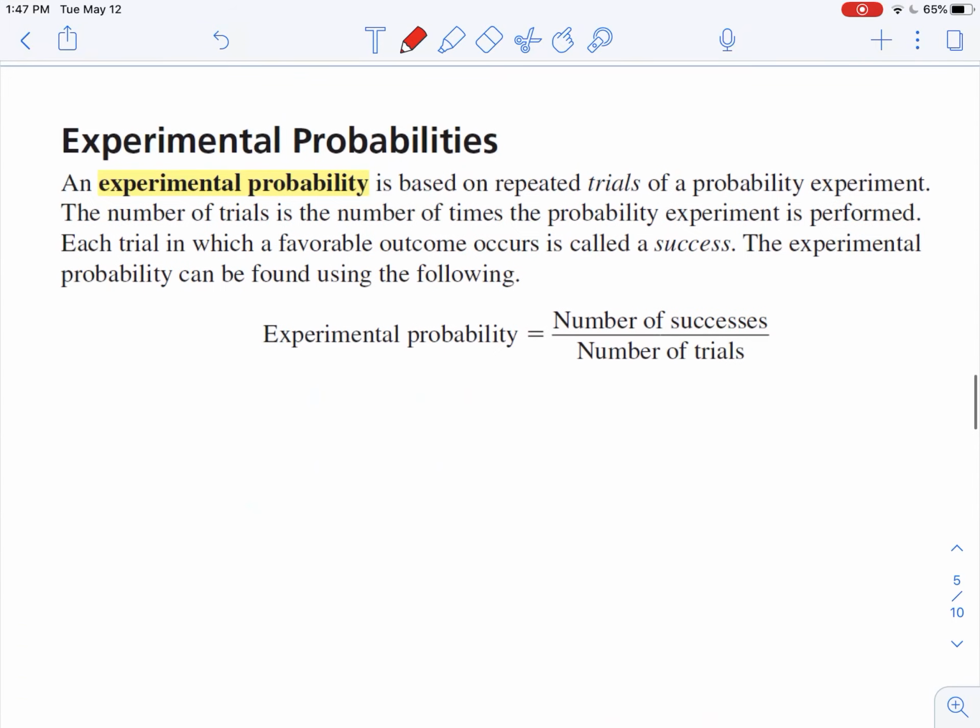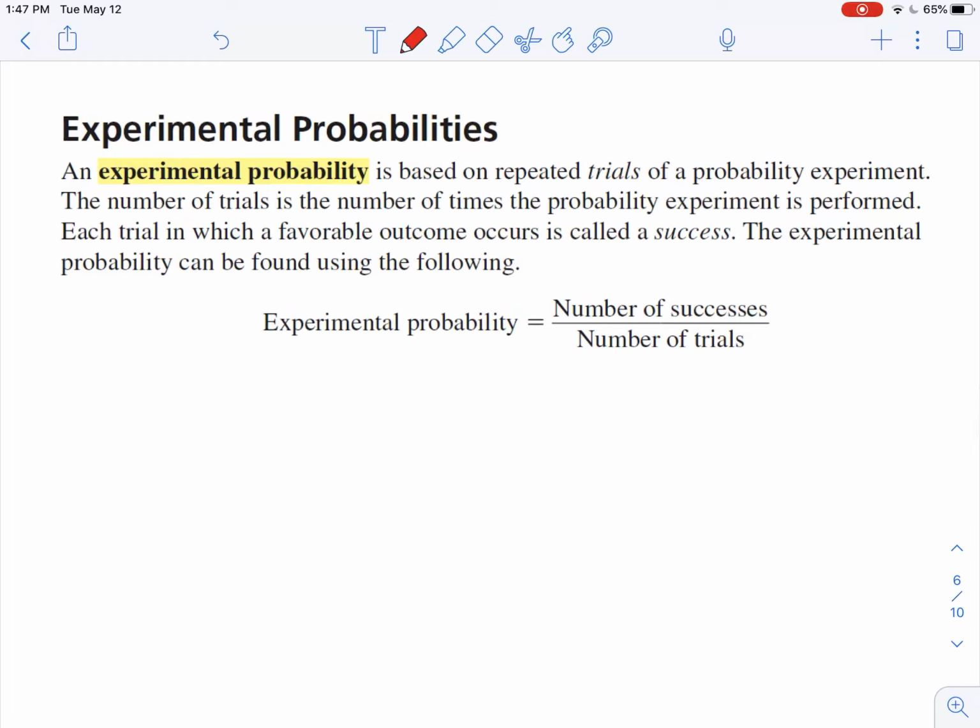Okay. Now, the next vocabulary word I wanted to talk about is this idea of an experimental probability. It's a little different than theoretical probability. An experimental probability is based on repeated trials. Now, we're going to use this word trials, but think of it really as an experiment where you're conducting some type of experiment. So this is different than theoretical. Theoretical probability is what happens in theory. It's not necessarily an action that you're doing.